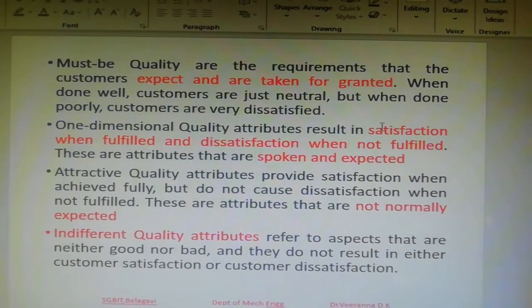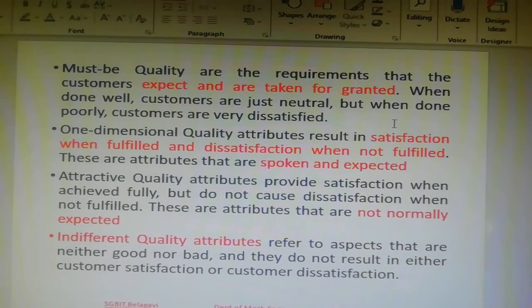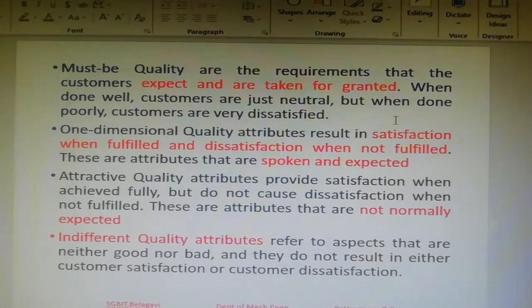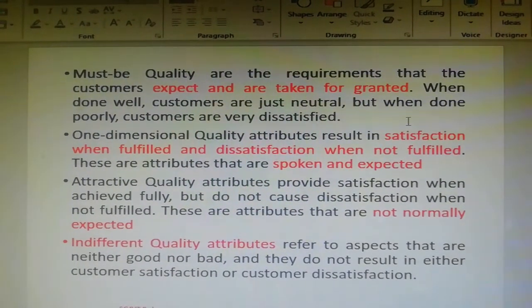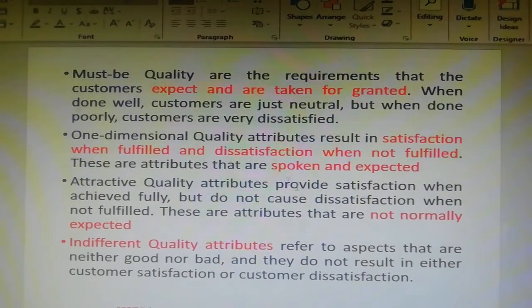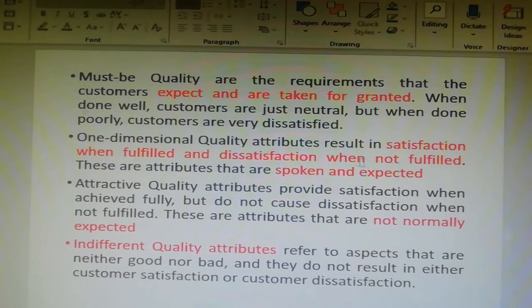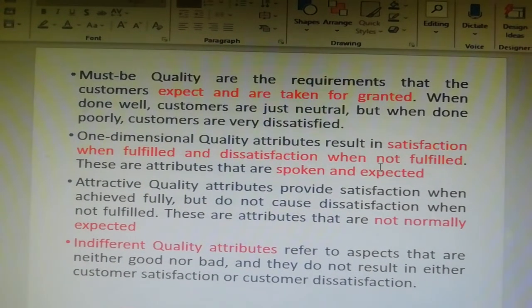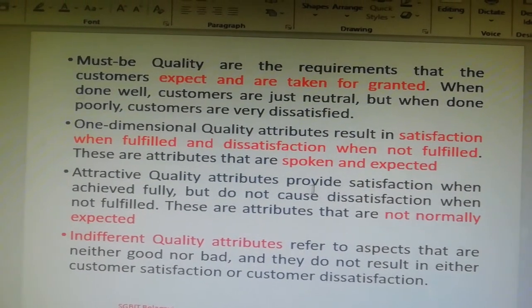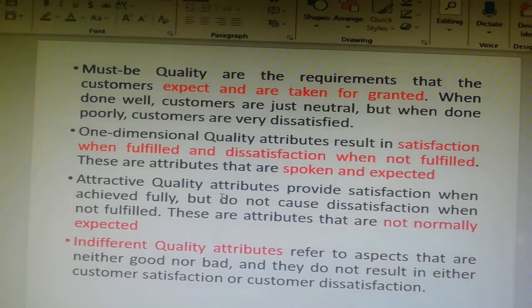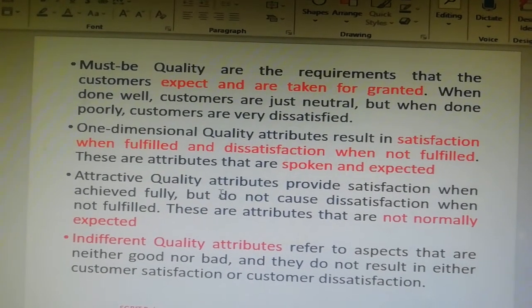Here the must-be conditions are expected and taken for granted. You have to include them. If you don't add them, then automatically the customer will get dissatisfied. The one-dimensional ones are satisfaction when fulfilled and dissatisfaction when not fulfilled. They are spoken and expected. Then the next one is attractive quality attributes. They are not normally expected. If you put them, then automatically they become exciters.